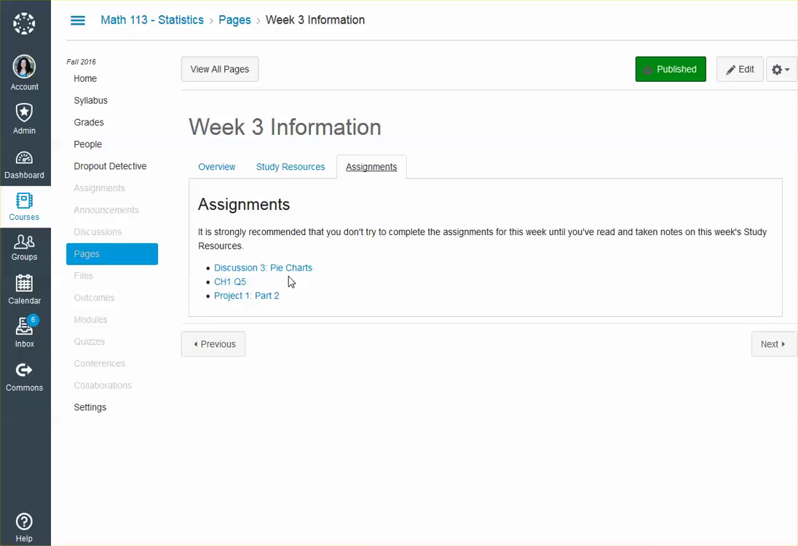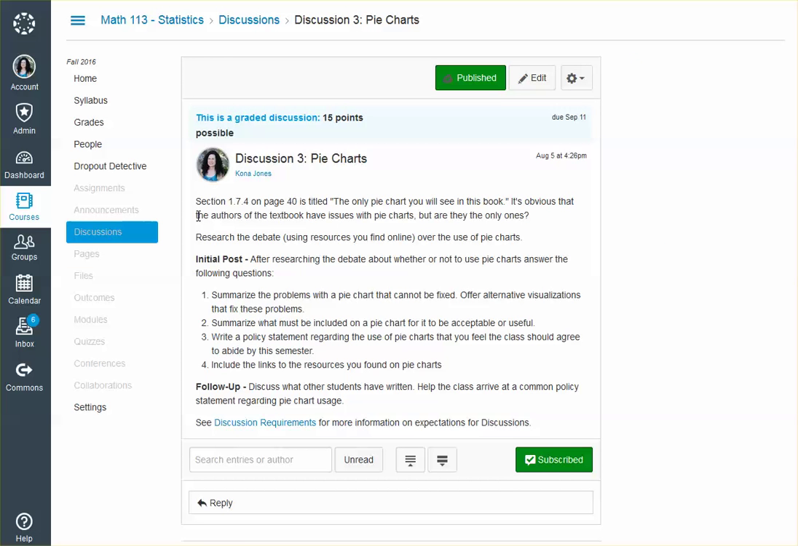For your assignments, we've got discussion 3, which is pie charts. For this one, that's based on section 1.7 in your textbook, and it's titled on page 40. The only pie chart you'll see in this book is on that page 40, and it's obvious the authors of the textbook have issues with pie charts, but they are not the only ones. So for this one, you're going to be researching the debate on whether or not to use pie charts.